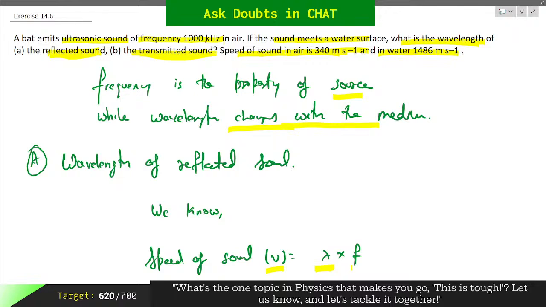One is for the reflected sound, that bounced back and got reflected in the air. So we will use the speed of the sound in both media in order to calculate the wavelength in both media. Using the same formula, speed v equals wavelength times frequency. Here speed is given and frequency is given. We only need to find the wavelength.